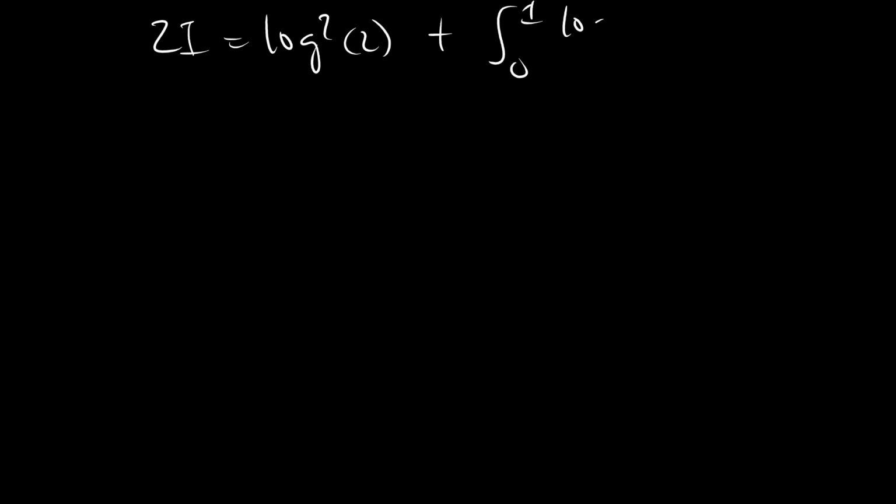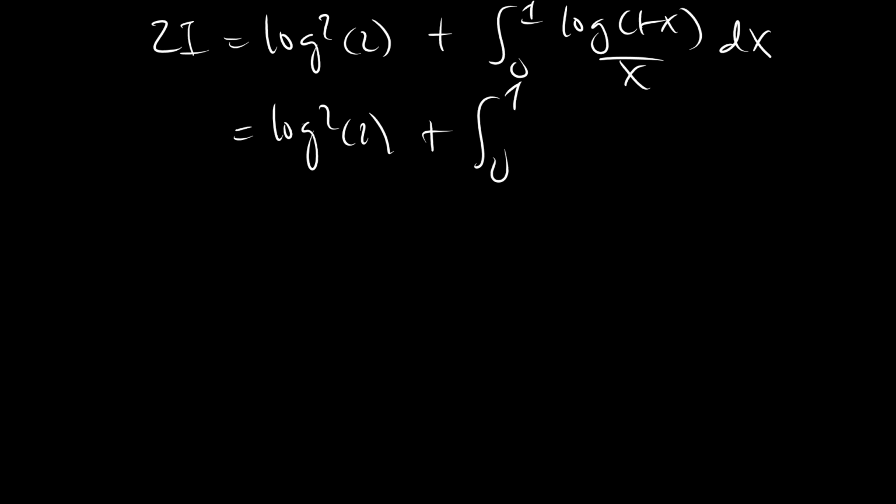So we come to a point where we have 2I equals the square of the natural logarithm of 2 plus the integral from 0 to 1 of the natural logarithm of (1 minus x) over x dx. And we can re-express 1 over x to be the derivative of the natural logarithm of x.